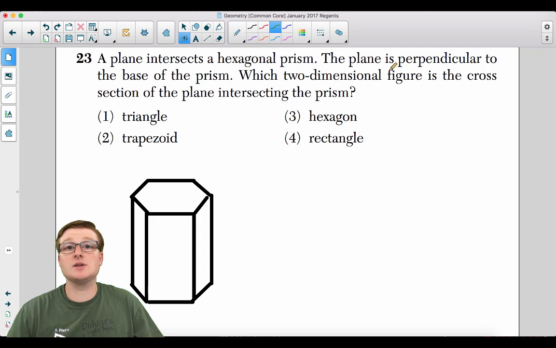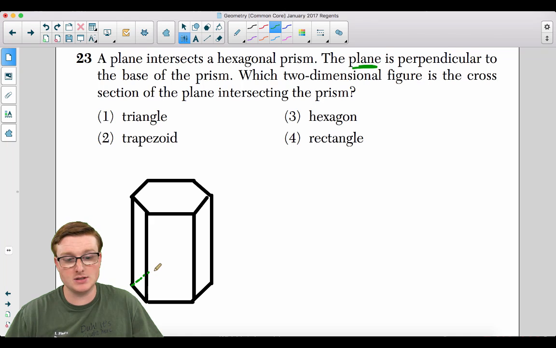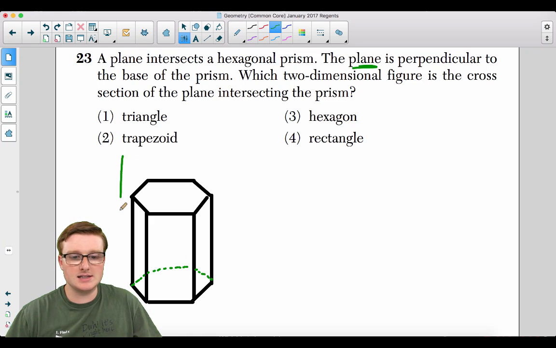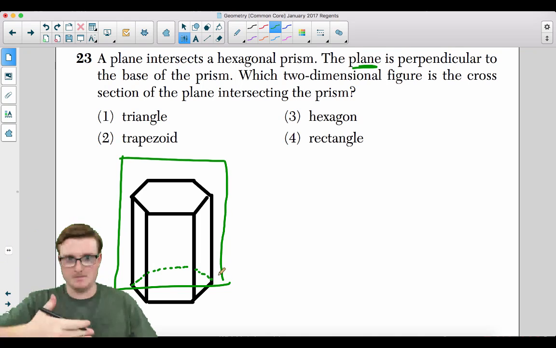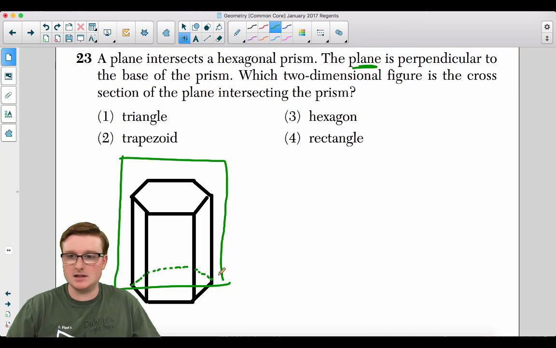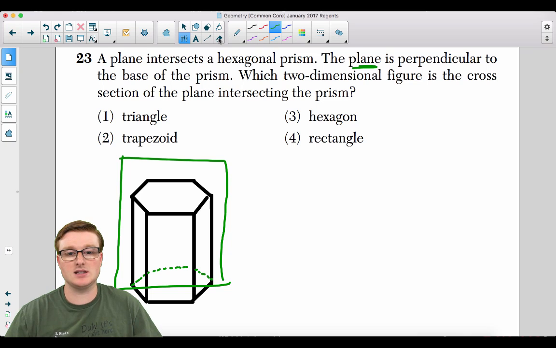So it says there's a plane. A plane is perpendicular to the base of the prism. Well, the base of the prism is down below here. Well, these are technically both bases, but I like to consider the base the bottom. And there's a slice that's going down the prism. Well, what is the cross-section of the plane intersecting the prism?